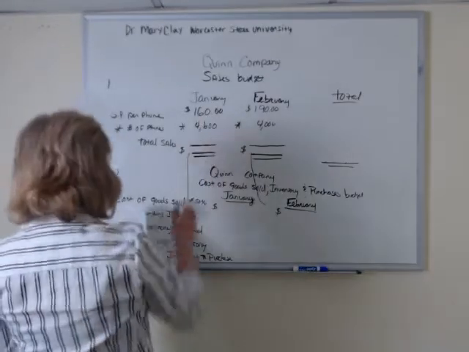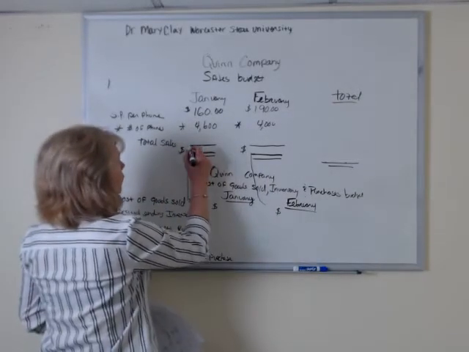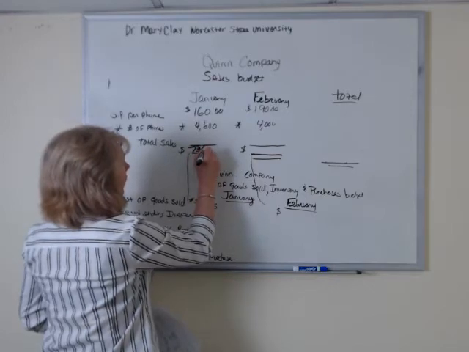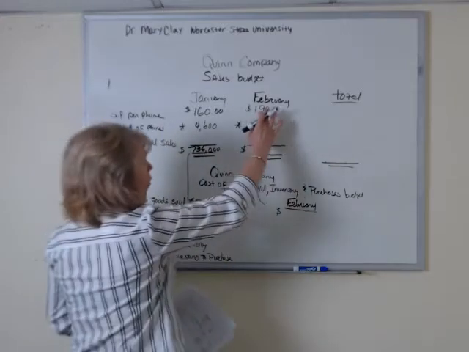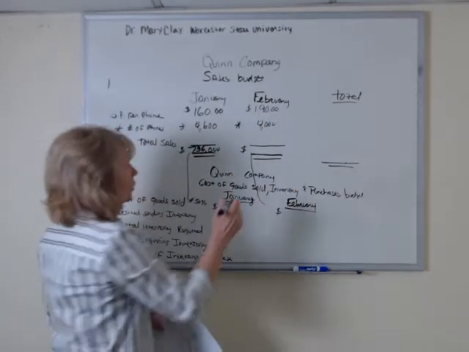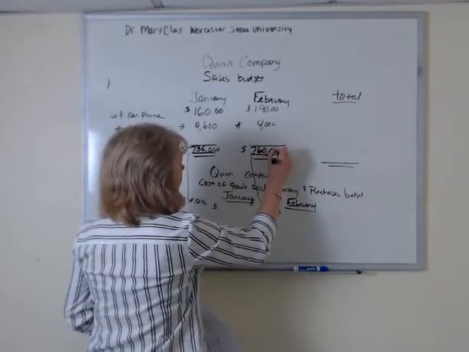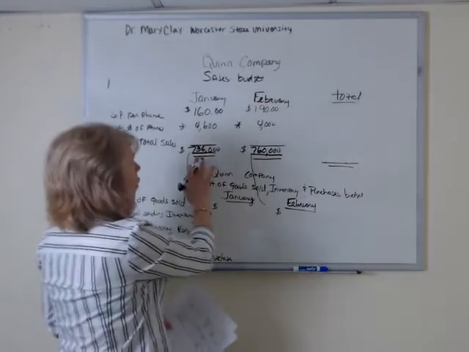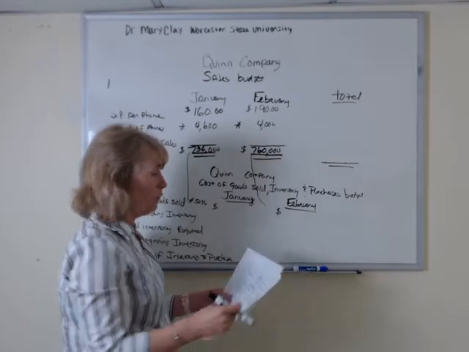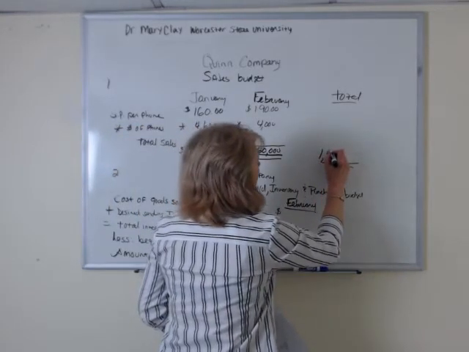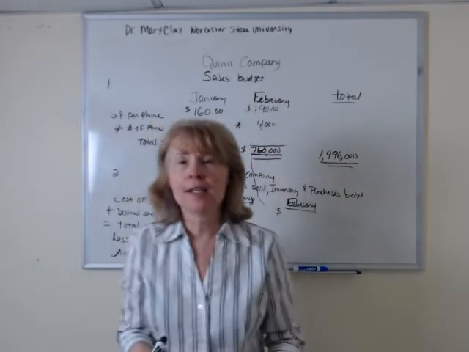We're going to take 160 and multiply it by 4,600. So the total sales dollars for this particular month is 736,000. For February, we're going to take 190 times 4,000. So the sales dollars for February are 760,000. Then we're just going to total these two together, and that will give us the total for January and February, which is 1,496,000. Okay? So that's it for the sales budget.